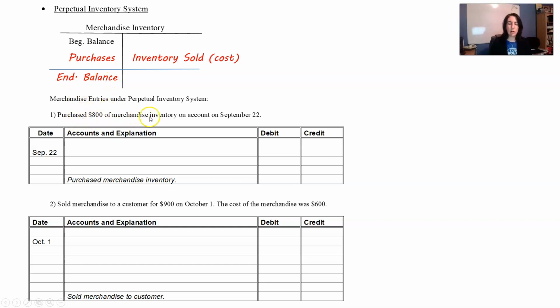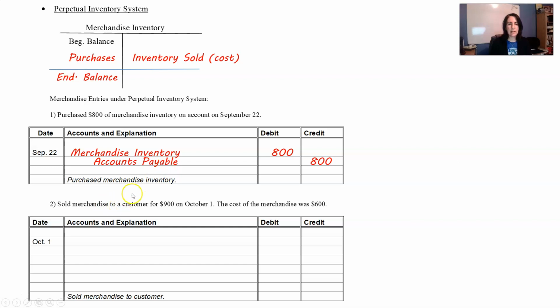Let's say we purchase $800 of inventory on account on September 22nd. So what do we get? We got inventory, so we're going to debit our inventory. And when we see on account, we know we're not paying in cash at that moment. We owe the money, so that is an account payable. All right, so that's your typical purchase journal entry.